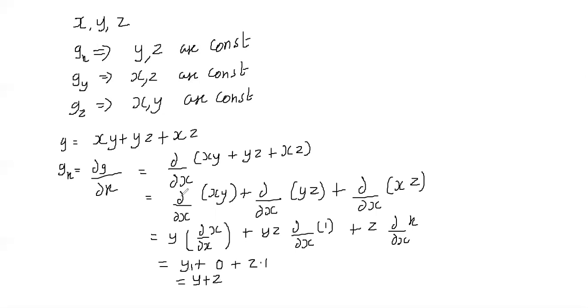So this is the partial differentiation. You have to make sure that if we are doing partial differentiation with respect to x, y and z are constant. If you are doing with respect to y, x and z are constant. If you are doing with respect to z, x and y are constant. That's all. Everything else is same.